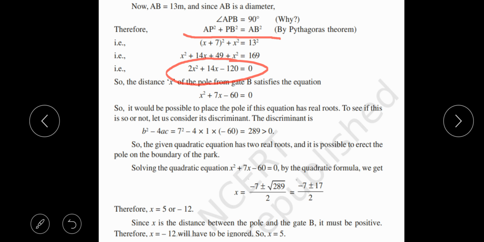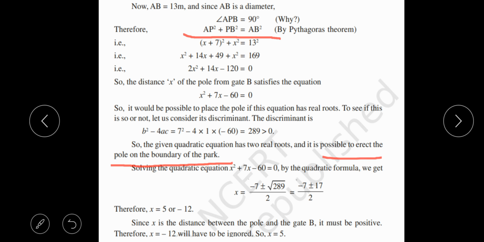Now we have to check whether the distance x of the pole from the gate B satisfies this equation or not. If it is satisfied, then we can fix this pole, otherwise it is not possible. How to check this, whether the roots are real or not? By using the discriminant, b square minus 4ac, we get the discriminant as 289. 289 is greater than 0, which means it has two real and distinct roots. Therefore, it is possible to erect the pole on the boundary of the park.